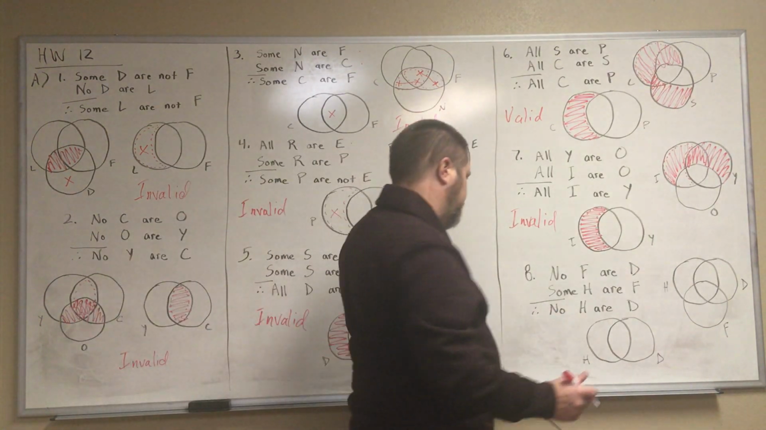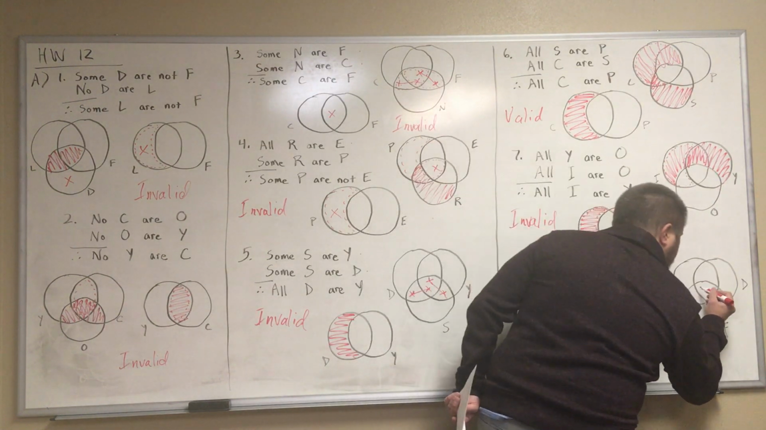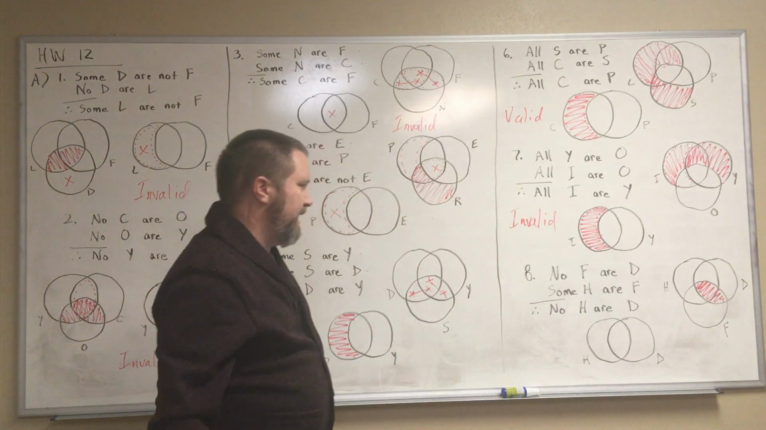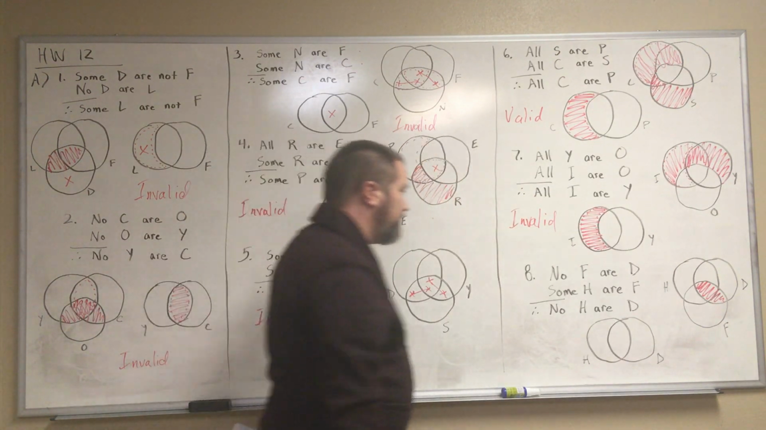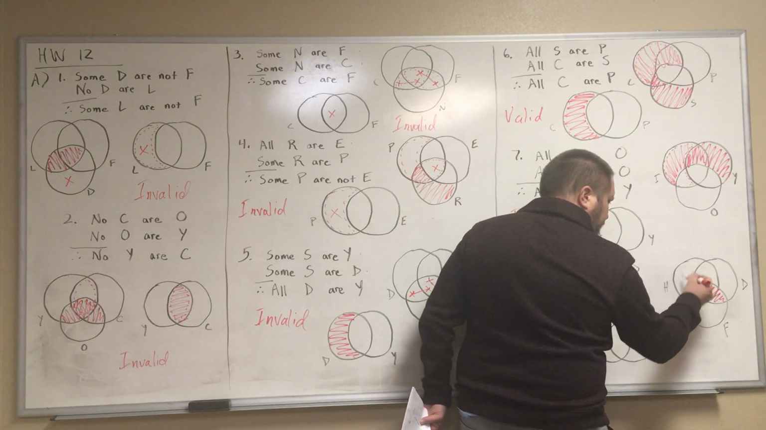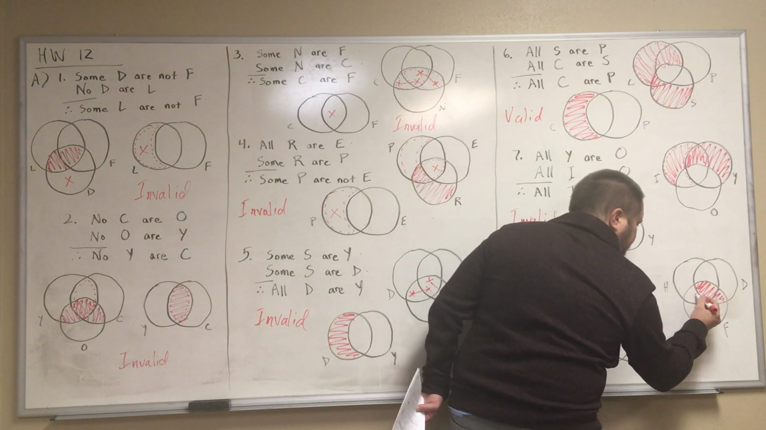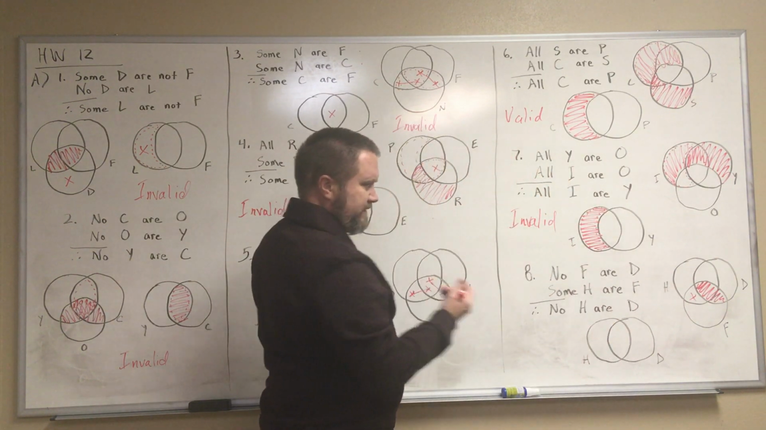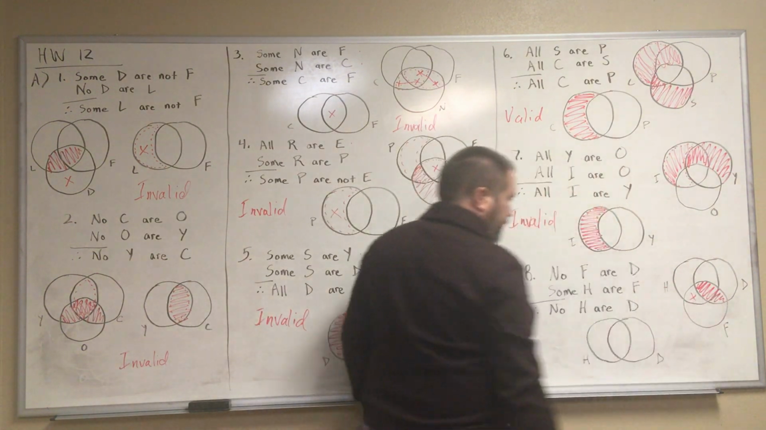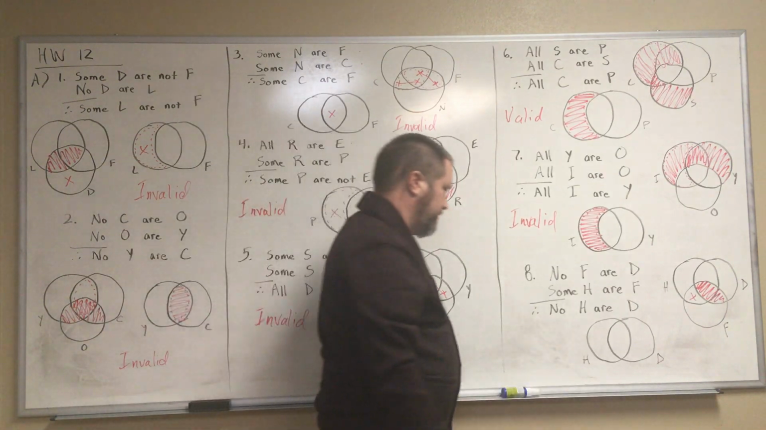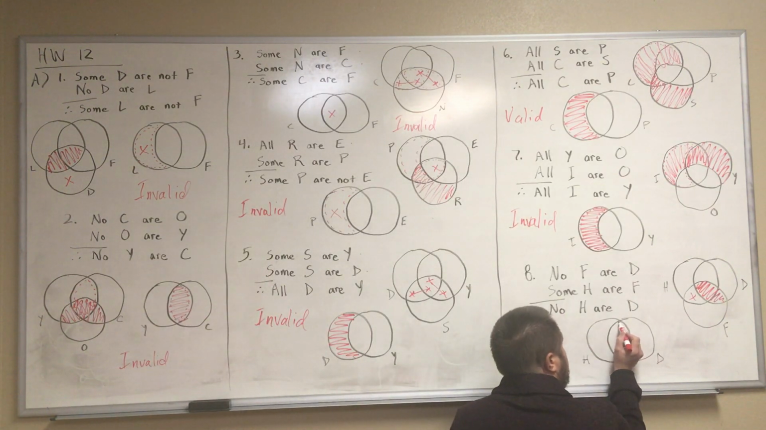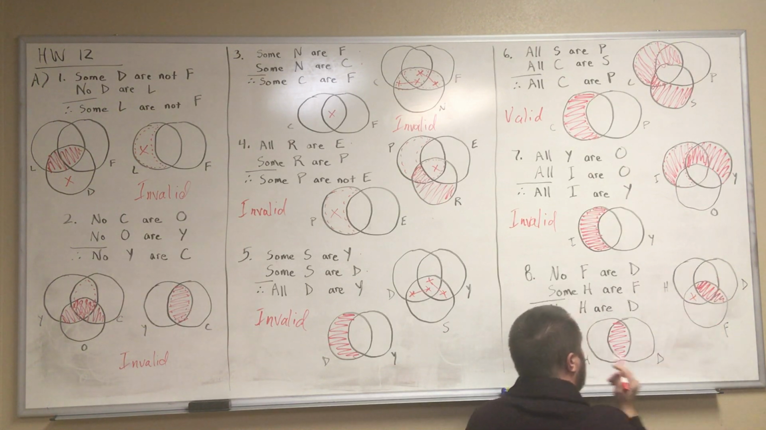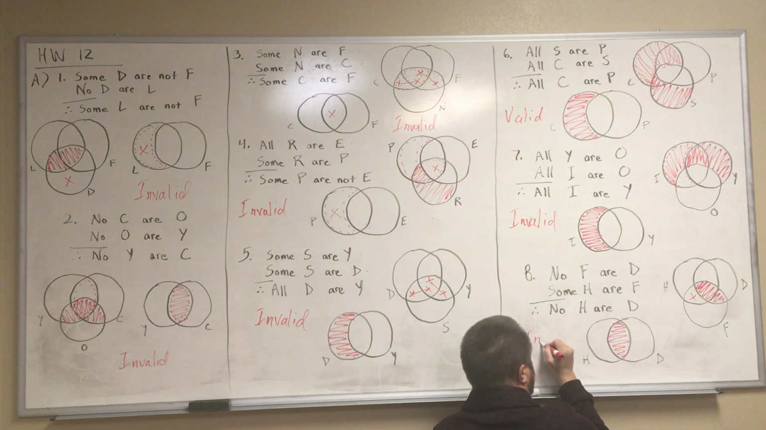All right, so no F are D. Shade out that football shaped area between the F and the D. Some H are F, so we're looking for a crossover between H and F, which, because we've shaded this part out already, the X has to go on this side of the football. And then no H are D is our conclusion. That's only giving us part of the shading, so that one is invalid.